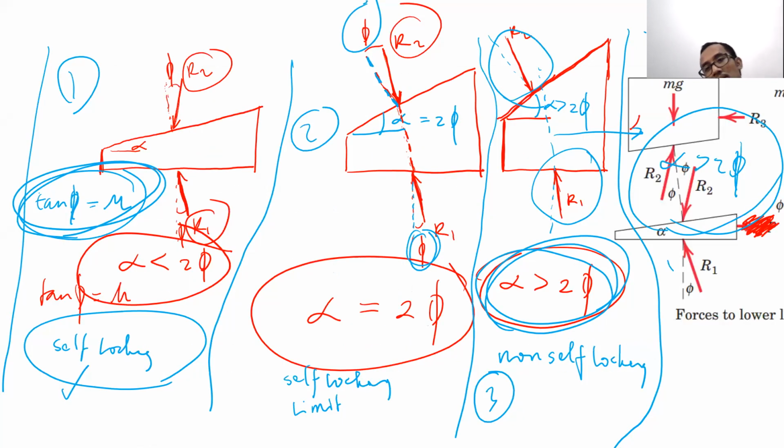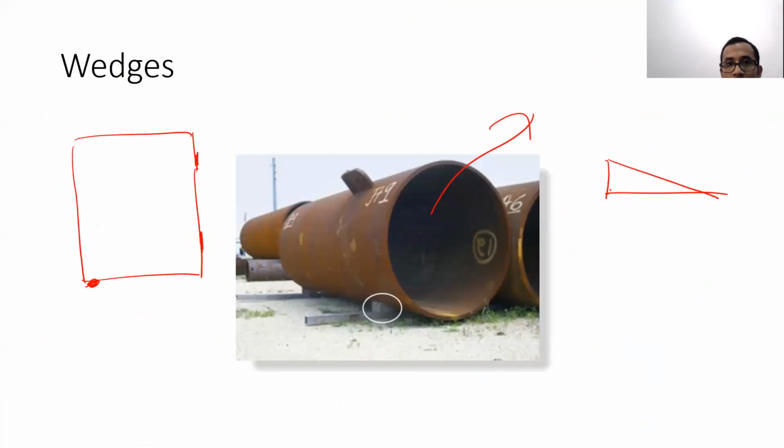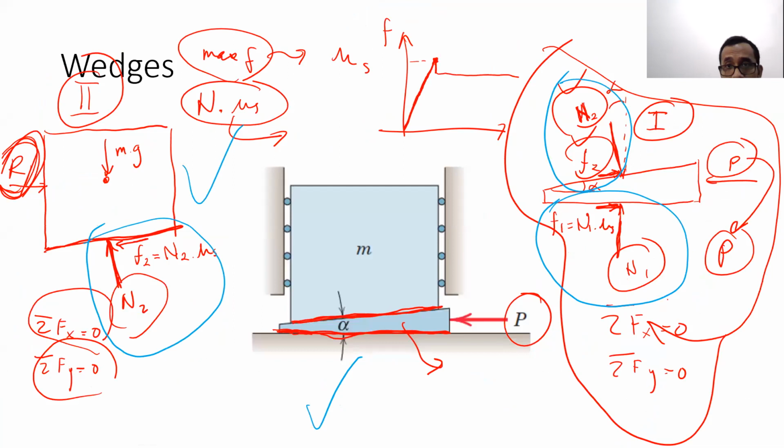Okay, so actually, that's the thing that you're supposed to understand about the self-locking limit and non-self-locking. For today, I will only concentrate on the basic theory of the wedge. So if we have a wedge like this, how can we draw the free body diagram? There are two ways. The first way is to separate the friction force and the normal force.